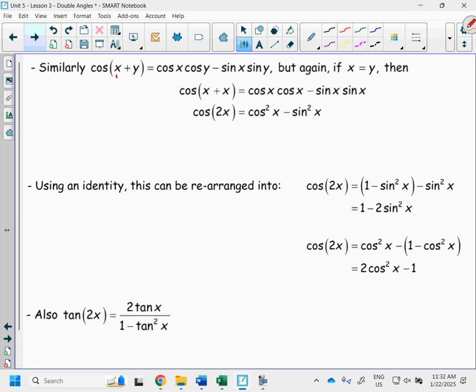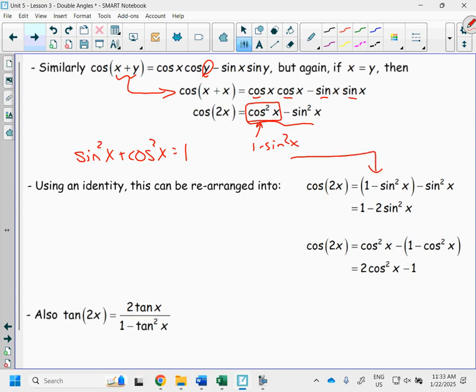So if you made x plus x become the same angle, so a double angle, you replace all the y's with x's. So cos cos minus sine sine, or in other words, cos squared minus sine squared. And if you use the identity, sine squared plus cos squared is 1, you can actually do some replacings. So for instance, if I saw cos squared, I can make that 1 minus sine squared. And that'll give you a different version of the cos double angle. And you can do a third one, and you can replace the sine, and you get a third version. So these are just rearrangements of this guy, and you can use any one of those interchangeably.